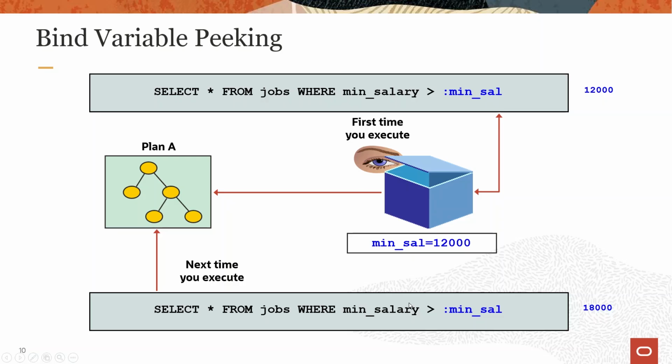But bearing in mind that for that session, we are now looking for jobs where the minimum salary is bigger than 18,000, he will no longer perform that bind peeking. That's something that is only done at the first execution of the SQL statement that is using that bind variable to generate the execution plan.